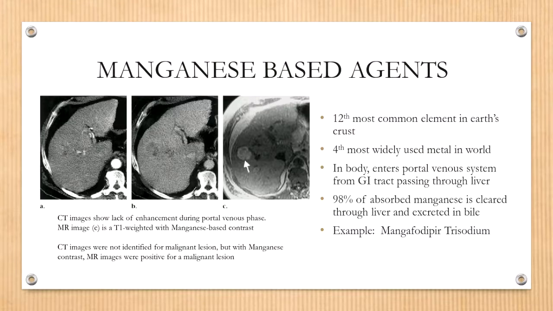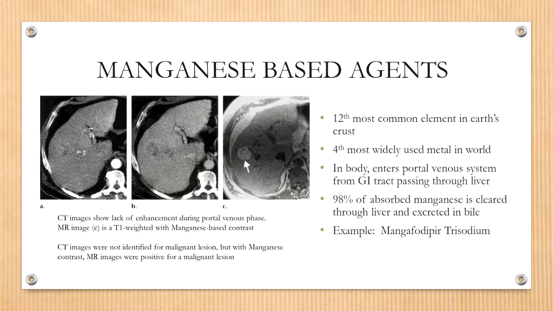All right, so let's look at manganese-based agents. These are another type of contrast agent we can use in MRI. Now, manganese itself is the 12th most common element in the Earth's crust. It's also the 4th most widely used metal in the world, and so it's very abundant.